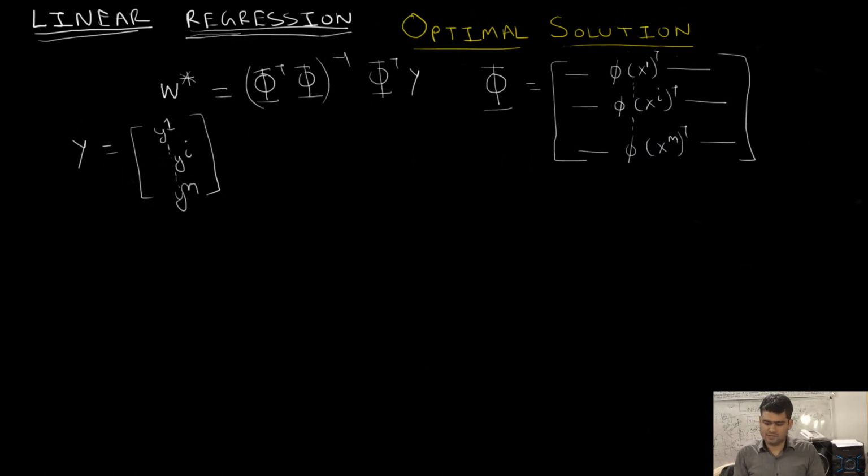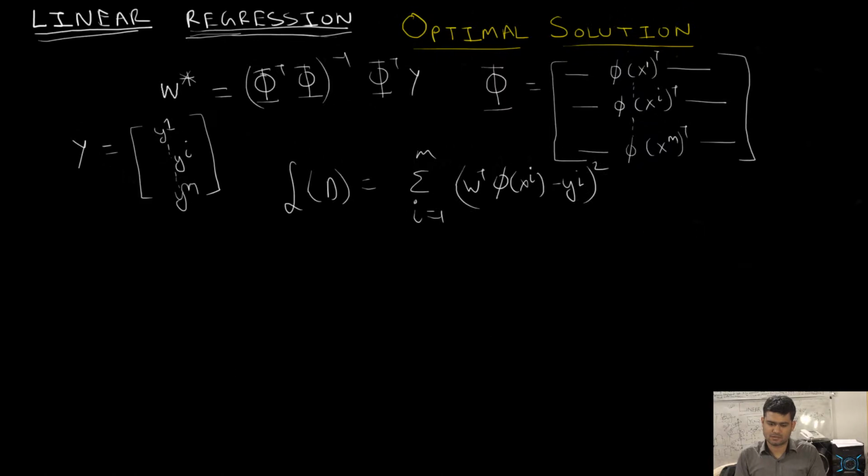So we derived this equation in the last part of the lecture, and now we are going to show you a different way to derive the same solution. So we have a cost function or loss function. The loss function of the data is simply the sum over all i equal to 1 to m of W transpose times phi of xi minus yi, squared.